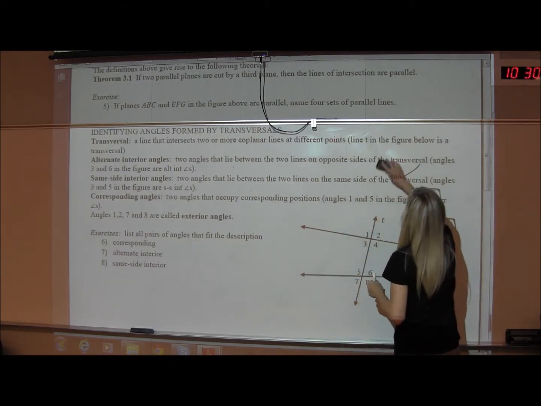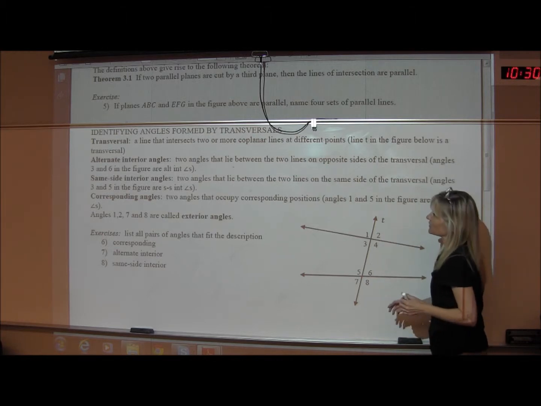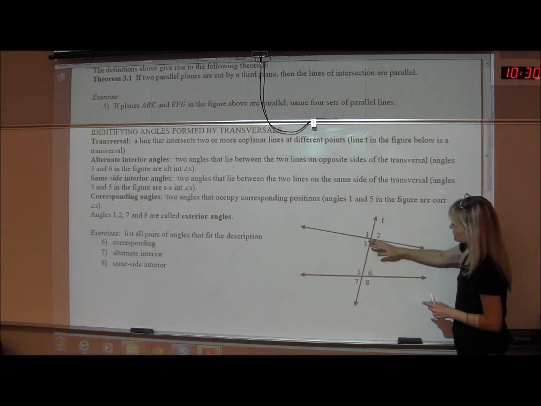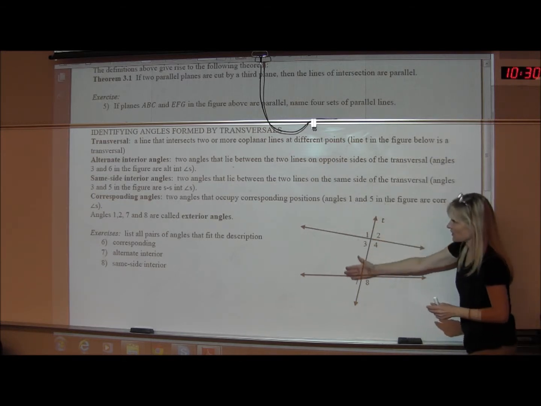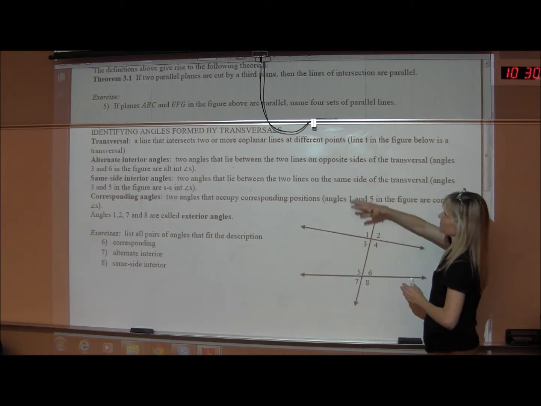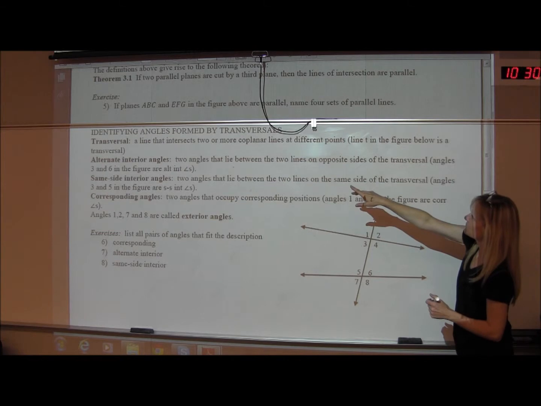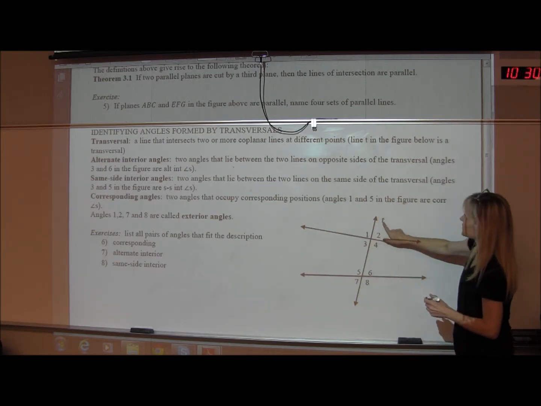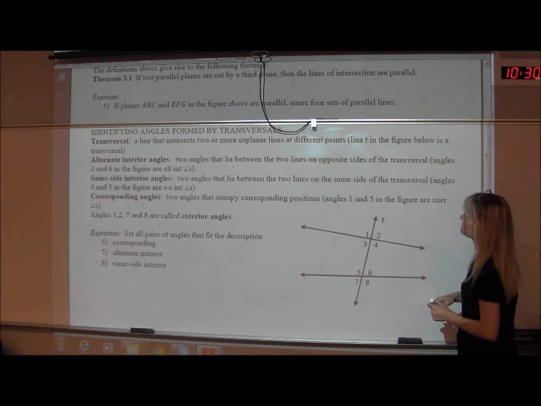More definitions now. Okay, so a transversal is a line that intersects two or more coplanar lines. Well, these two lines are coplanar. They're both on the whiteboard. That's the plane they're on, the plane represented by the whiteboard. Okay? This line intersects both of them, so we call it a transversal, and we're going to call it T.